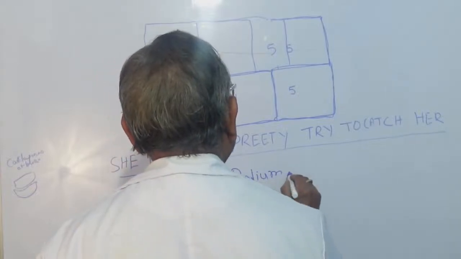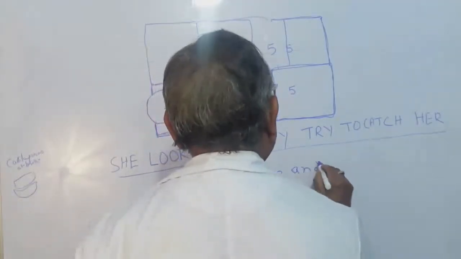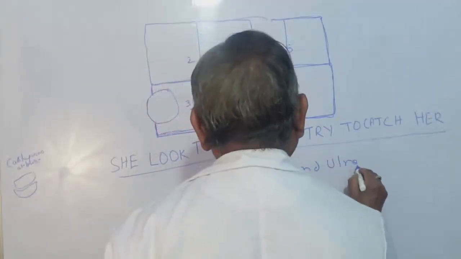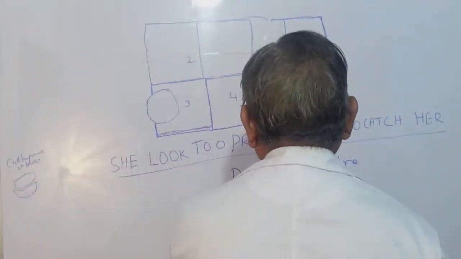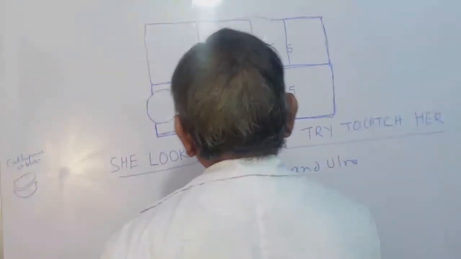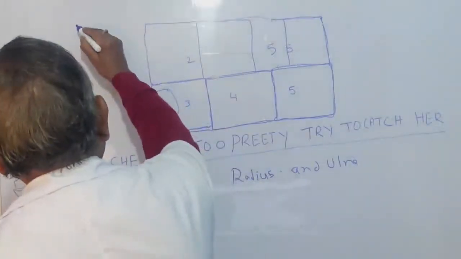Radius and ulna. Articulates with radius and ulna. Proximal row. This proximal row here, I will show you.